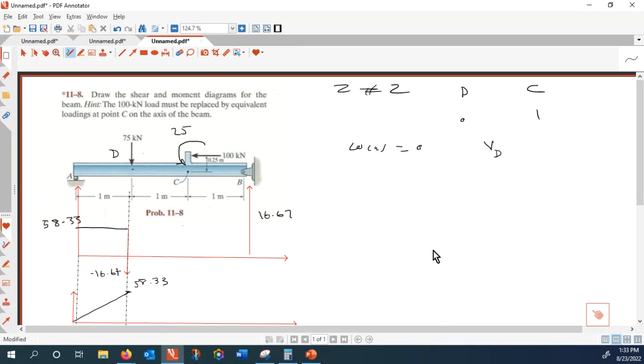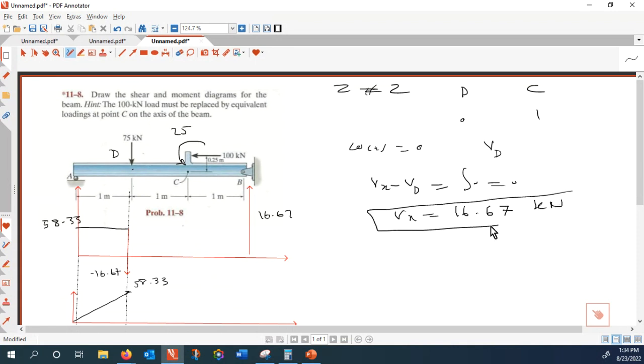So that makes this one V of x minus V of d equal to the integral of 0, which is 0, but V of d is minus 16.67, so therefore V of x is equal to 16.67 kilonewton.